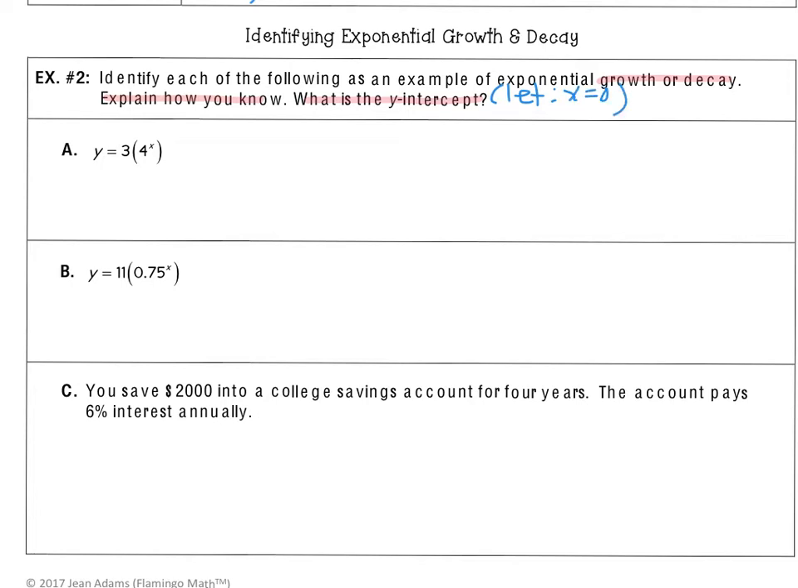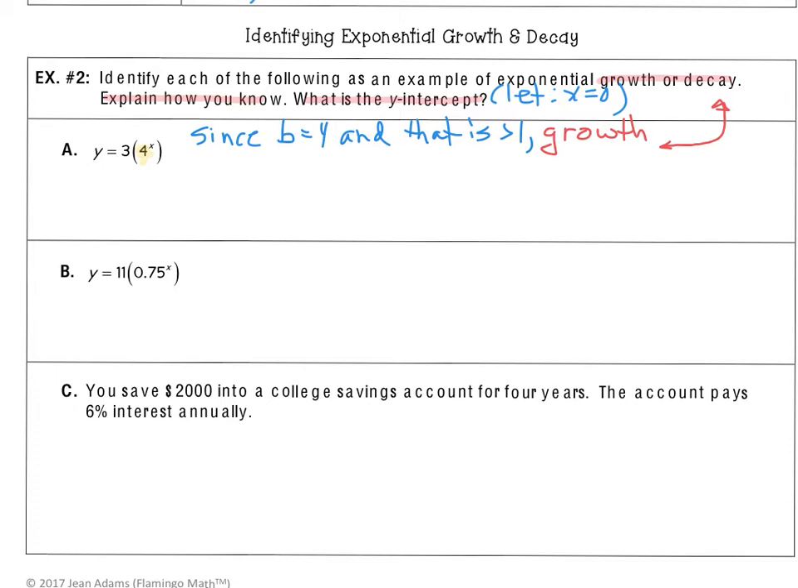All right, so let's look at A. The main thing that I want to look at to determine if this is growth or decay is B. So right here, my B is 4. So since B is equal to 4, and that is greater than 1, then this is growth. Growth meaning it's going to start low and go high, right?